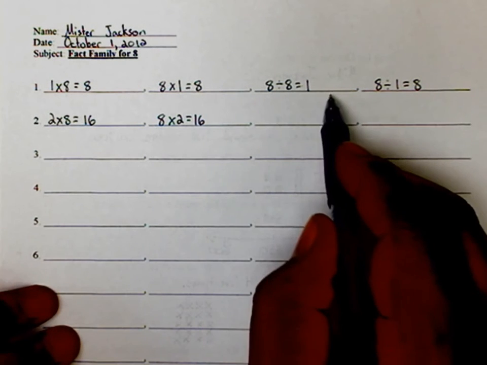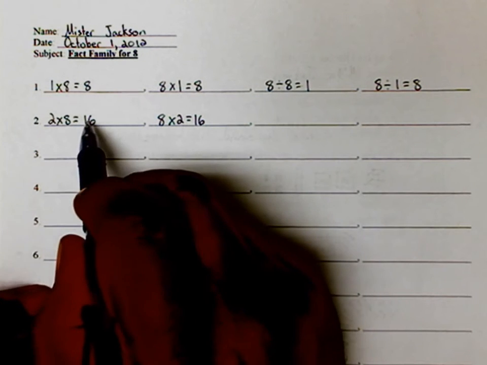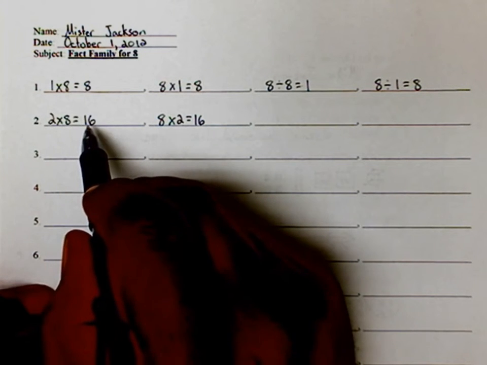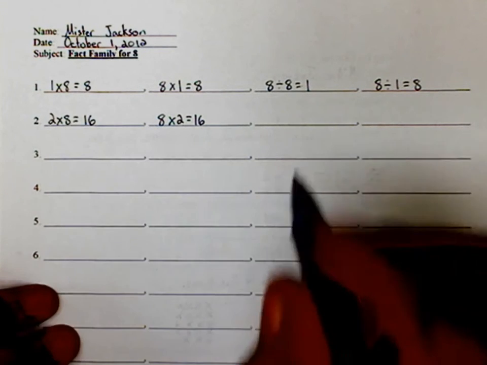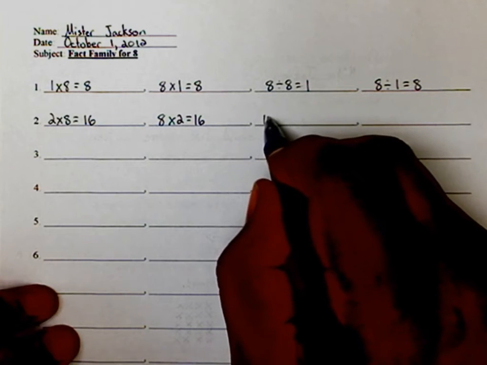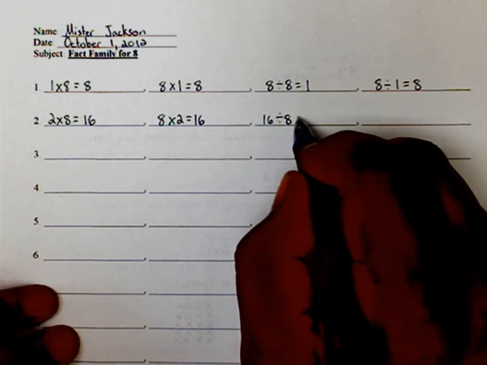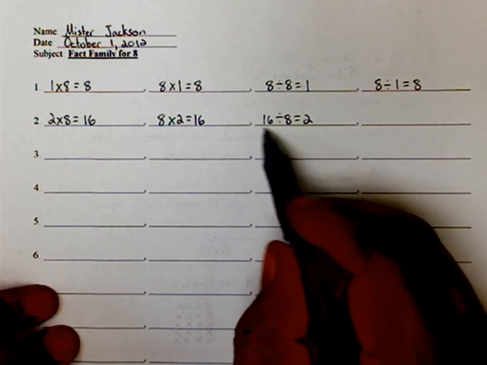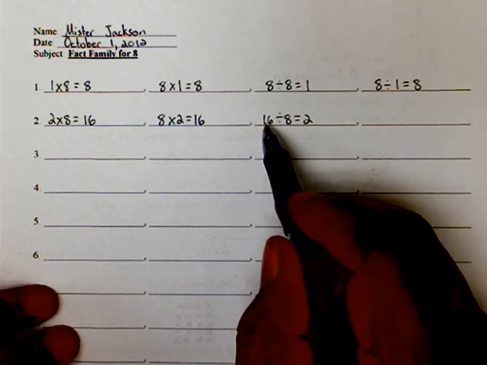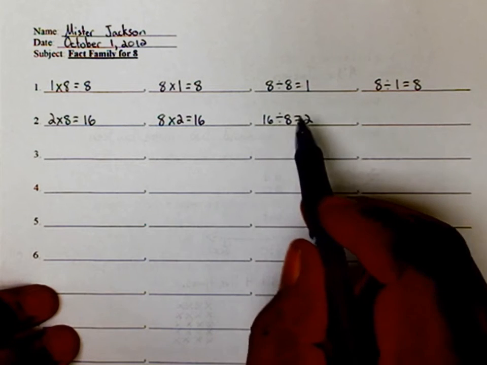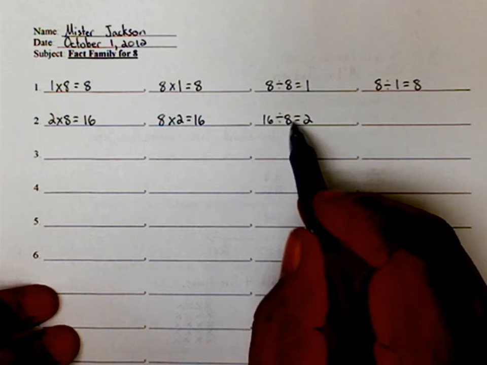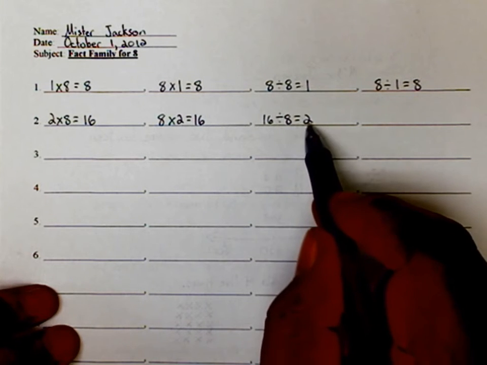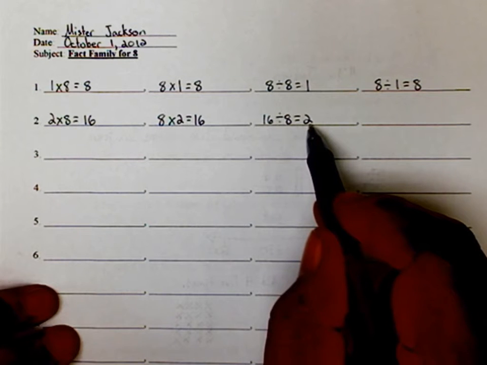Now we need to do division. Okay? Your product now becomes your dividend. Because if 2 times 8 equals 16, then 16 divided by 8 equals 2. And that's what you need to write here. 16 divided by 8 equals 2. Your dividend is 16. That's the large number you're starting with, kind of like the minuend in subtraction. And your divisor is 8, kind of like your subtrahend in subtraction. And your quotient is 2, kind of like your difference in subtraction.